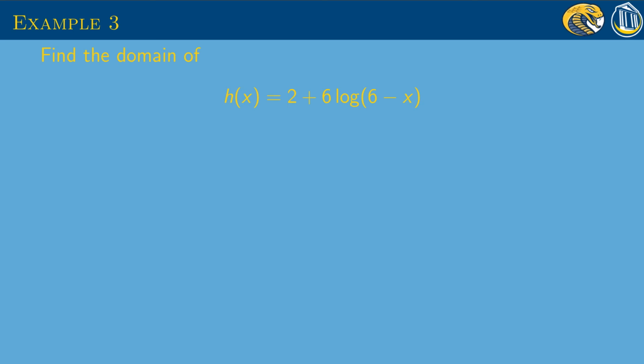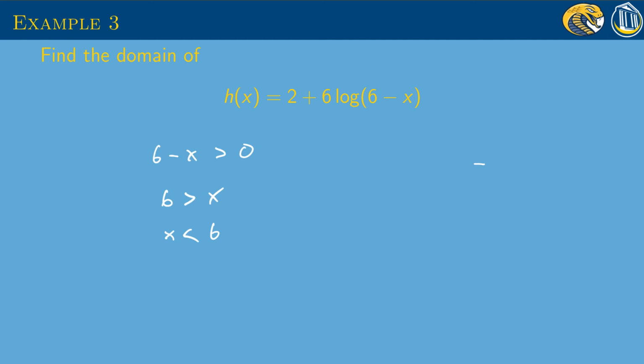Last one we'll look at is 2 plus 6 log of 6 minus x. Again, the 2 doesn't really change anything with our domain, but the logarithm has restrictions in that the input to the logarithm has to be greater than 0. So we could write 6 minus x is greater than 0. We could add x to both sides if we wanted, getting 6 is greater than x. Or equivalently, we could write x is less than 6.